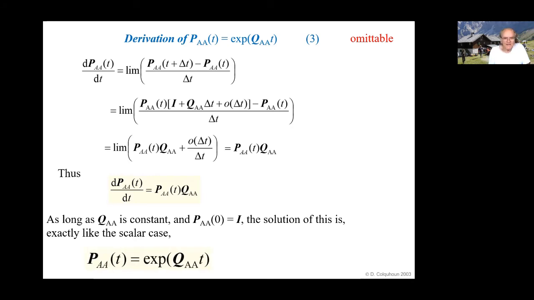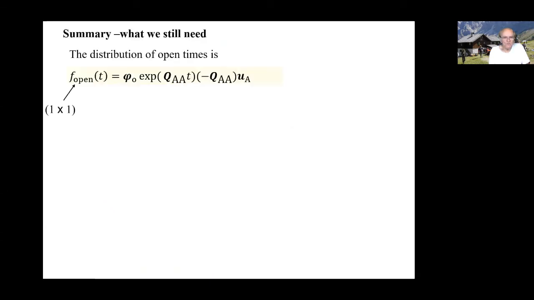e to the QAt, this is what we set out to prove. That's called the Chapman-Kolmogorov equation. So we have shown once again that the distribution of all open times is this. We should note yet again how valuable it is to keep track of the shapes of these various matrices. The probability density function doesn't have any matrices in it. It's a scalar quantity.